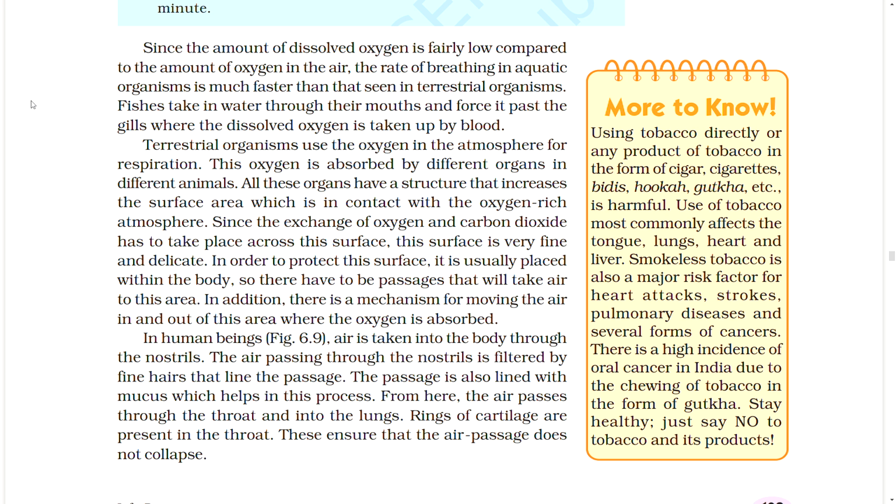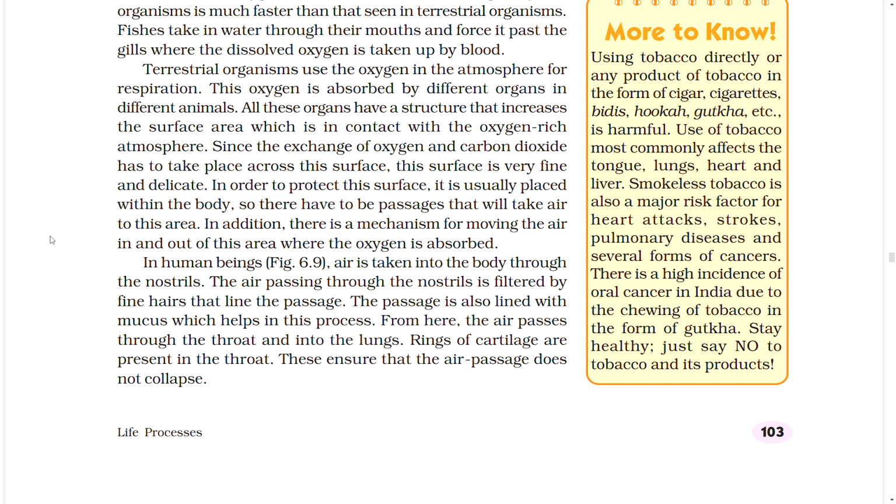In human beings, air is taken into the body through the nostrils. The air passing through the nostrils is filtered by fine hairs that line the passages. The passage is also lined with mucus which helps in this process. From here, the air passes through the throat and into the lungs. Rings of cartilage are present in the throat. This ensures that the air passage does not collapse.